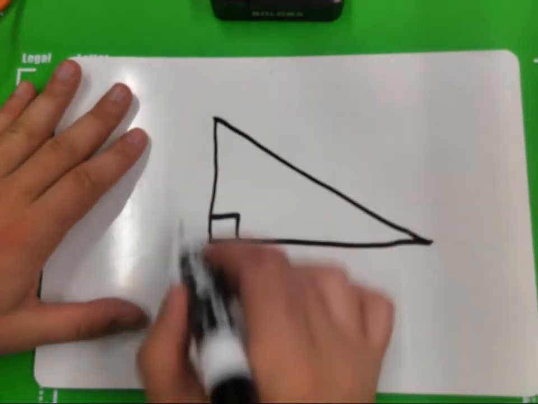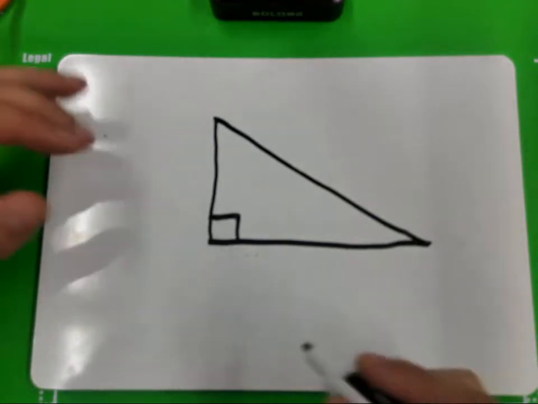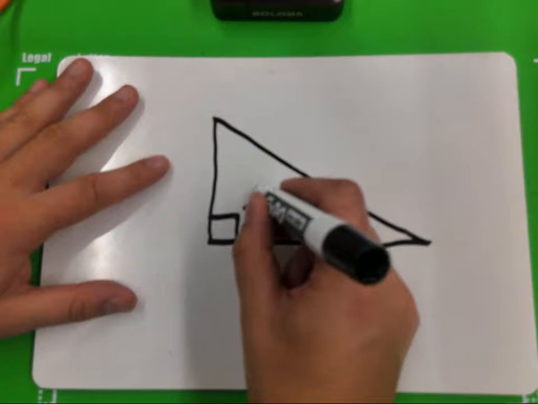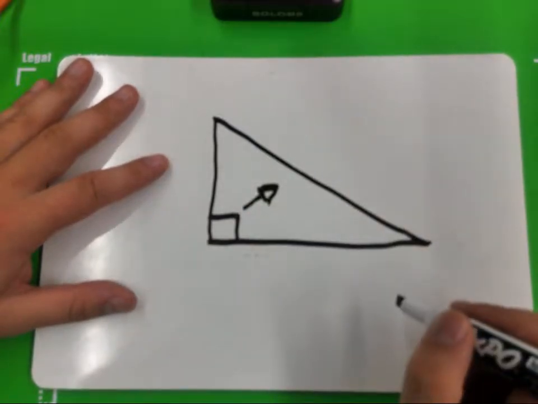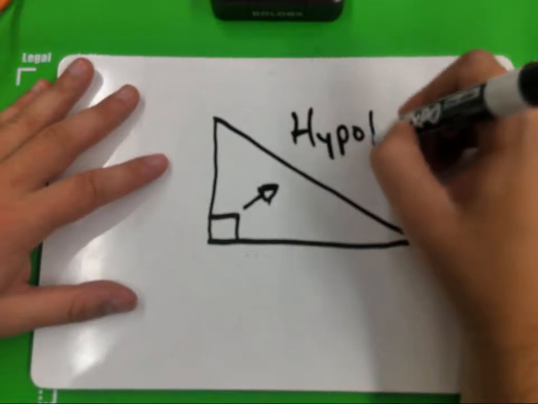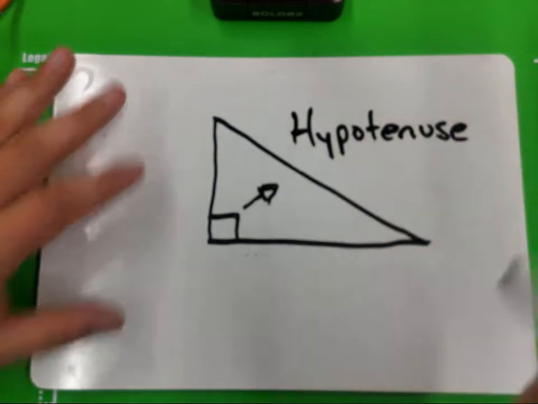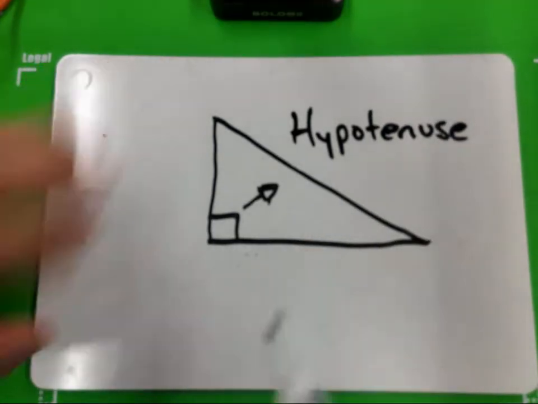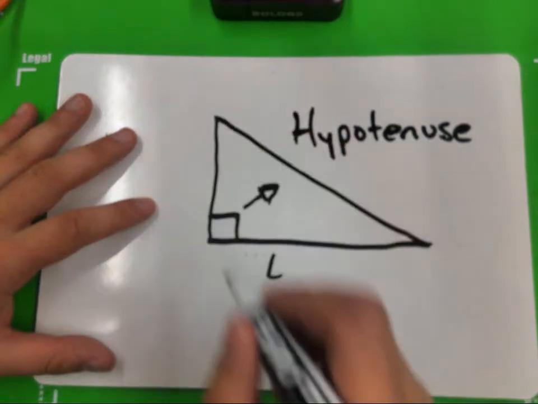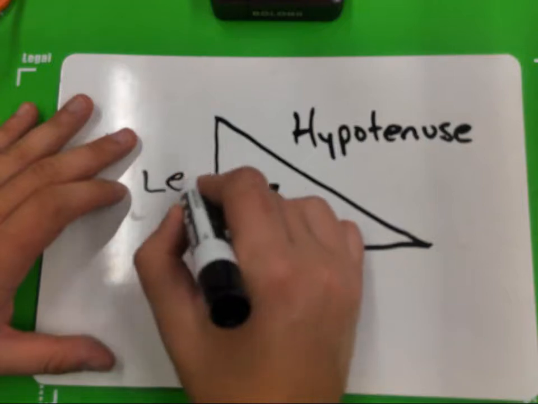Second thing we need to know is, obviously, in a triangle there are three sides, but we need to name these sides. The longest side, the side that's always opposite our right angle, is called the hypotenuse. Okay, so that's one of our sides. The other two sides, the ones that are adjacent to our right angle, are called legs. So we have two legs.